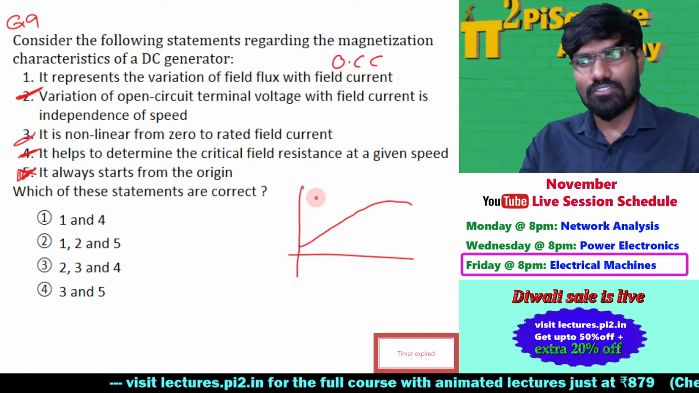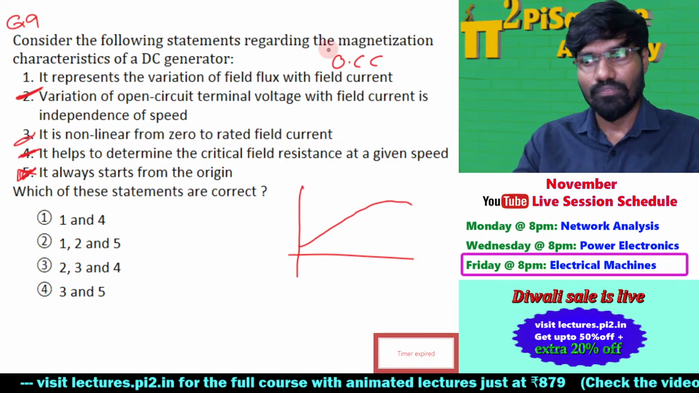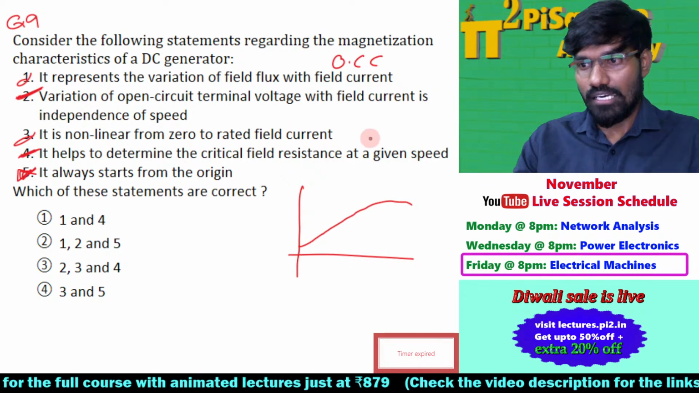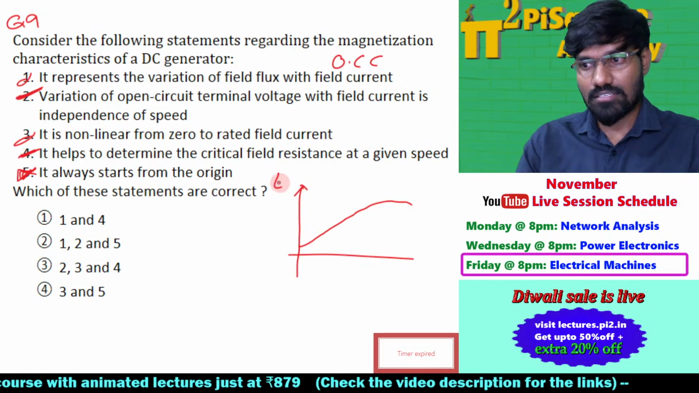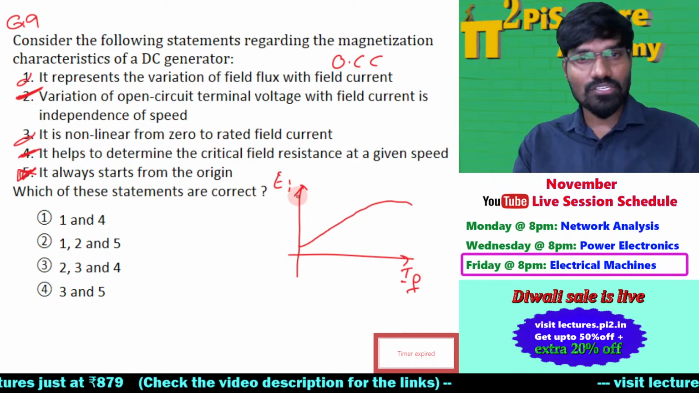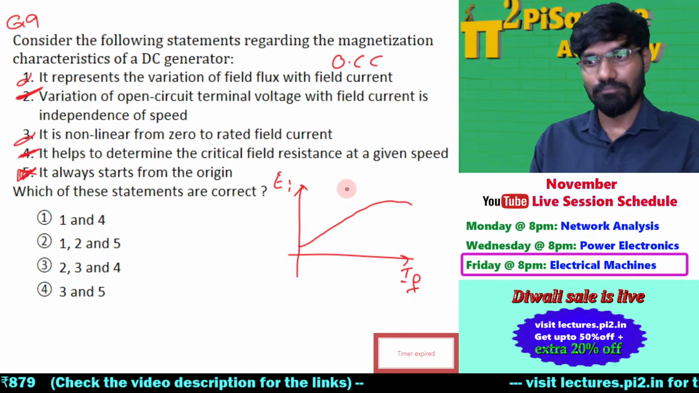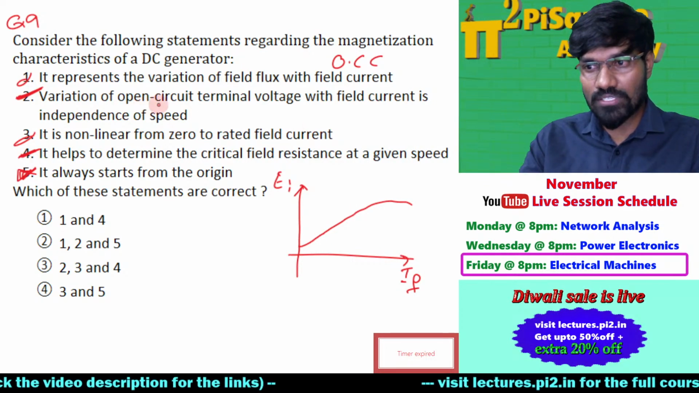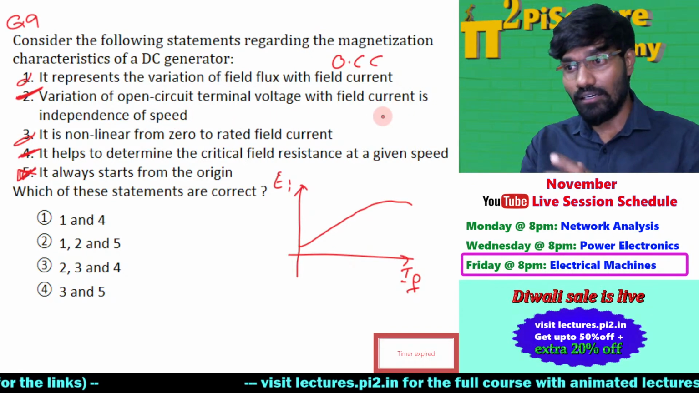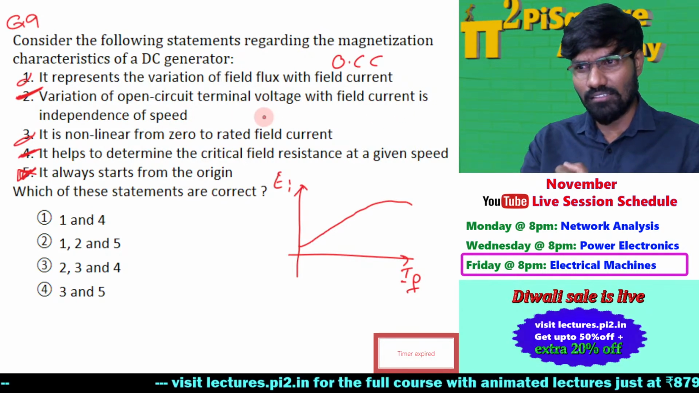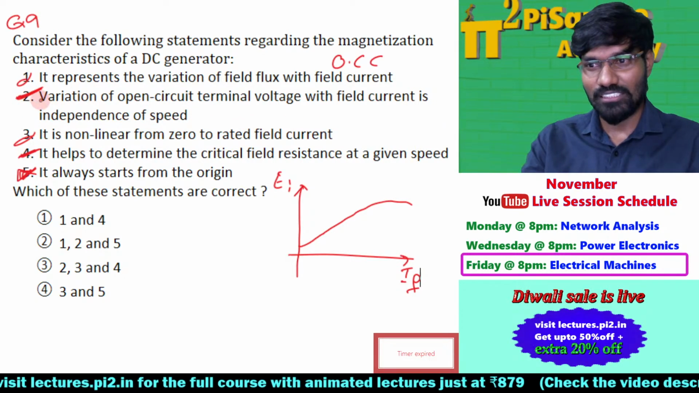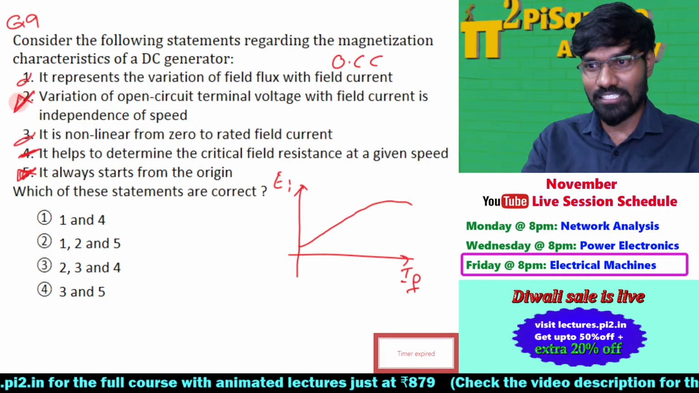Magnetization characteristics is not field flux, it's an induced EMF versus field current. That's what we call magnetization characteristics or open circuit characteristics, right? Variation of open circuit terminal voltage with the field current and independent of speed, that doesn't depend on speed. No, it does depend on speed. How come it doesn't depend on speed? It does depend on speed. How am I saying this is the right answer?